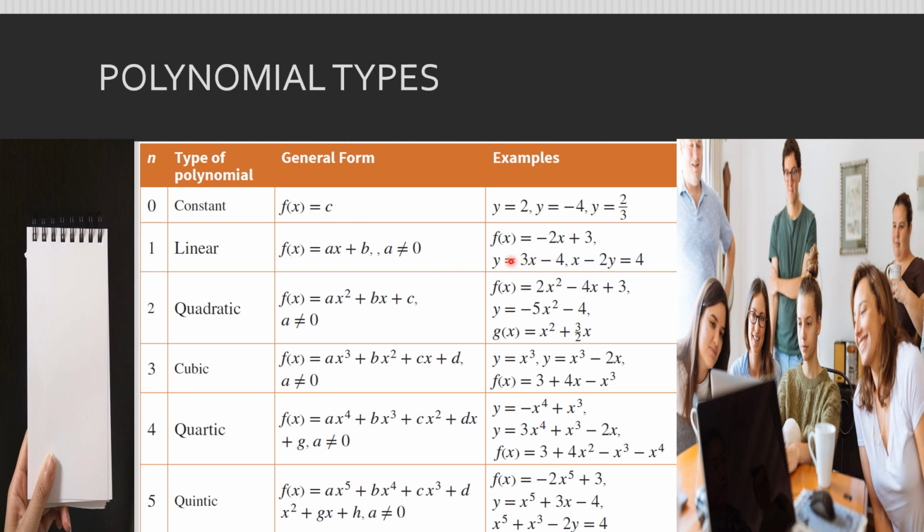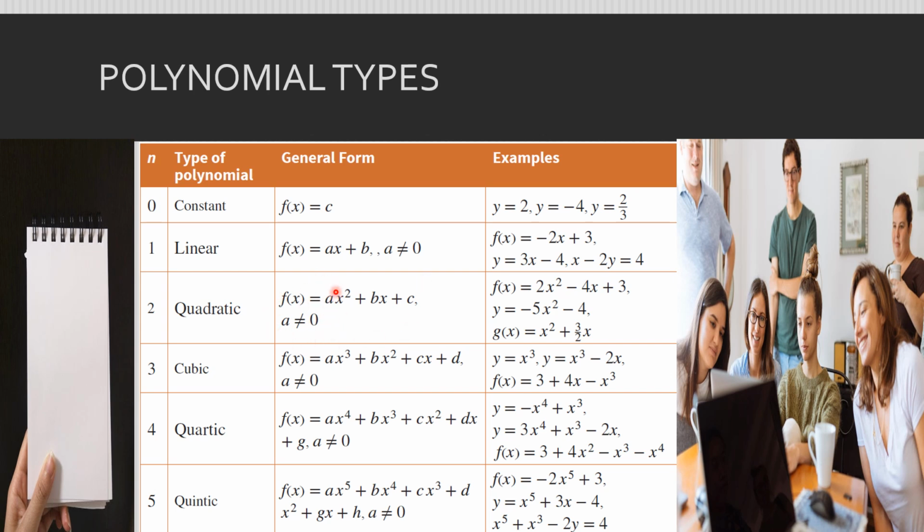So here we have f of x equal to minus 2x plus 3, y equal to 3x minus 4, x minus 2y equal to 4. All these are polynomials of degree 1, which is named linear. Then we have the quadratic, which is ax squared plus bx plus c, where a cannot be equal to 0.